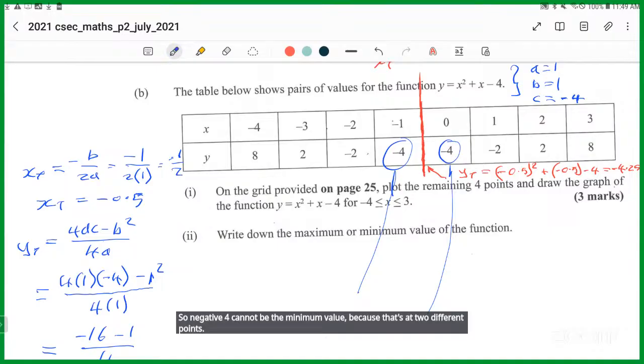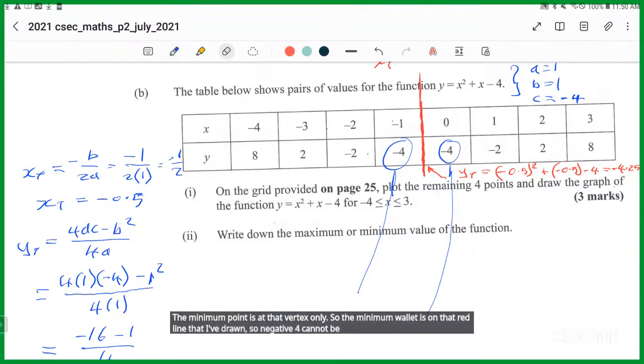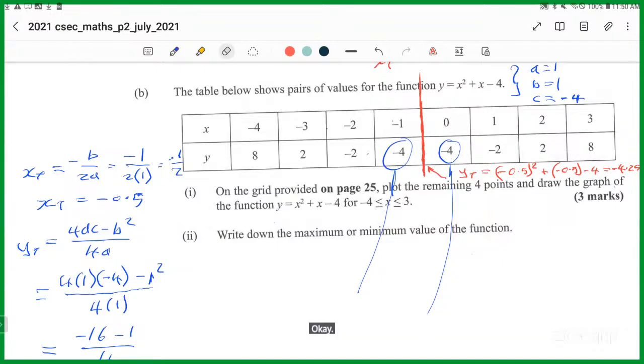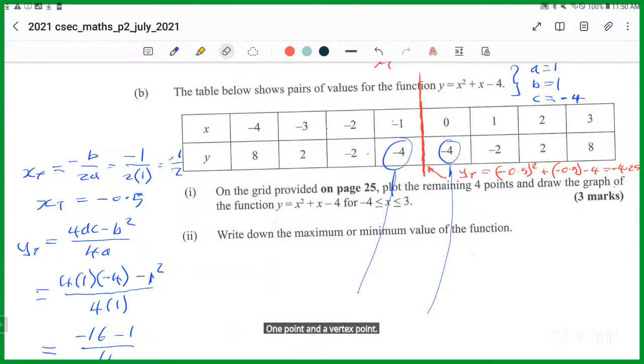The minimum value occurs at a vertex. The function only has one vertex. The minimum point is at that vertex only. So the minimum value is on that red line that I've drawn. So -4 cannot be the minimum value, guys, because -4 is at 2 different points. And the minimum value can only occur at a single point, at the vertex point only. One point at the vertex point. So it cannot be -4. Right? It has to be the y value on this red line.